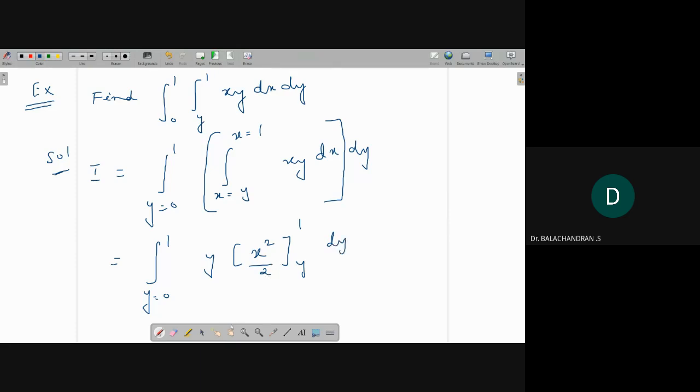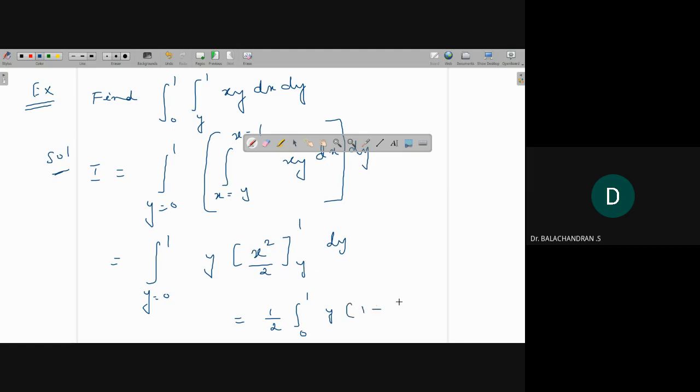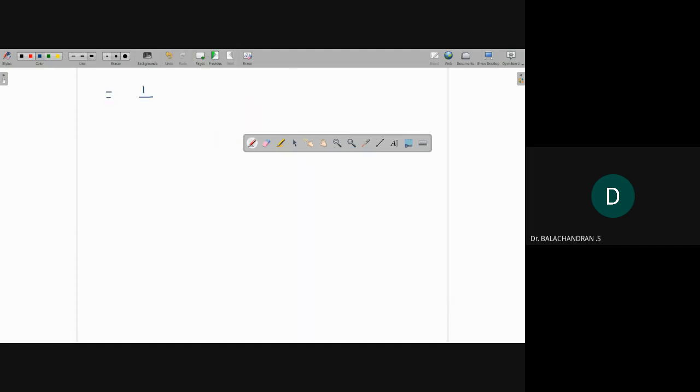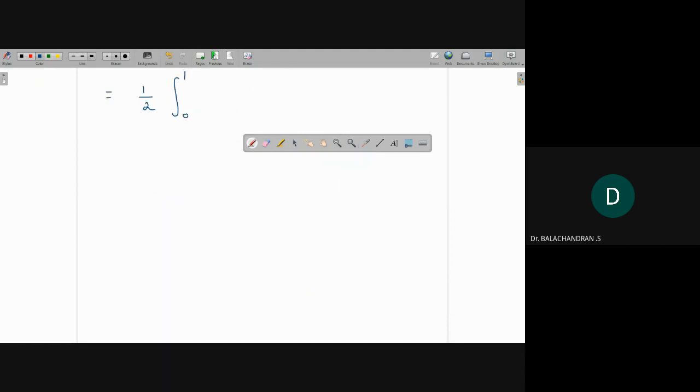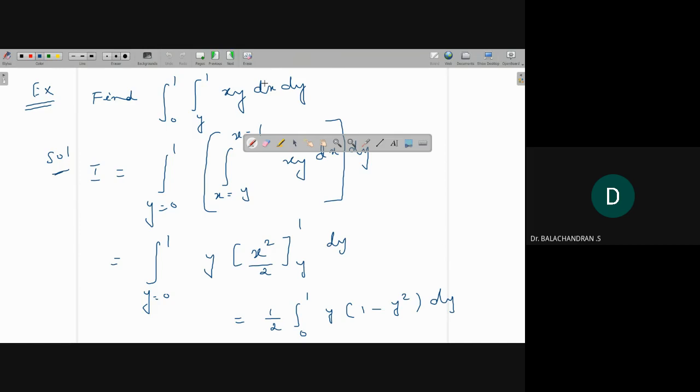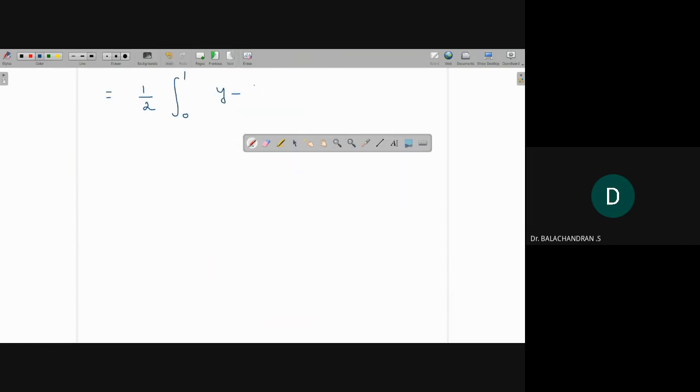So 1 by 2 is constant. Integral y equal to 0 to 1, y into upper limit 1 minus lower limit y square, into dy. Now multiply: the integral from 0 to 1 of y minus y cube, into dy.